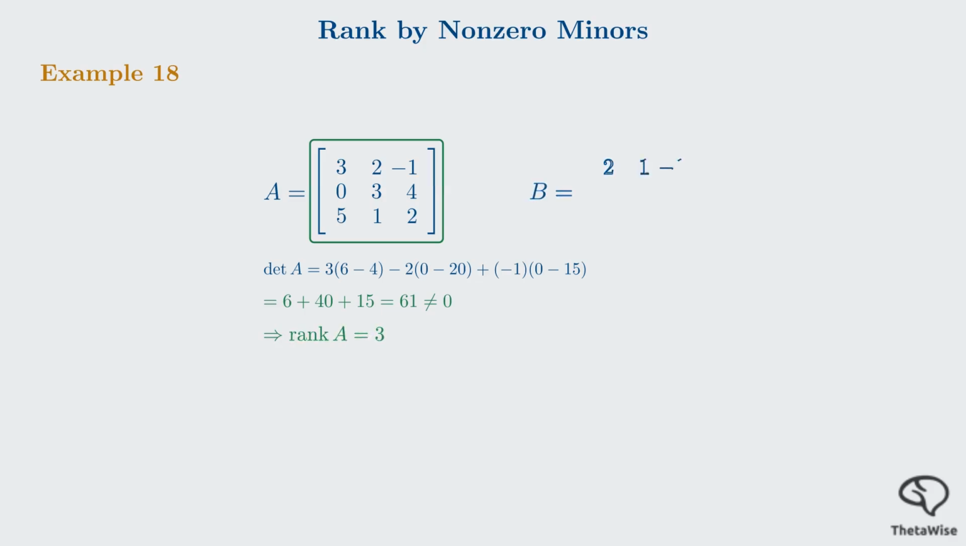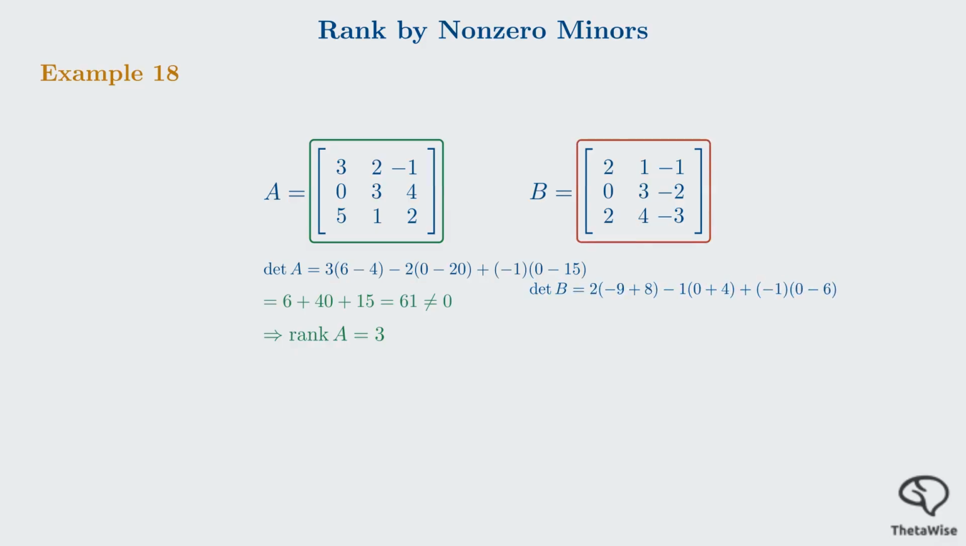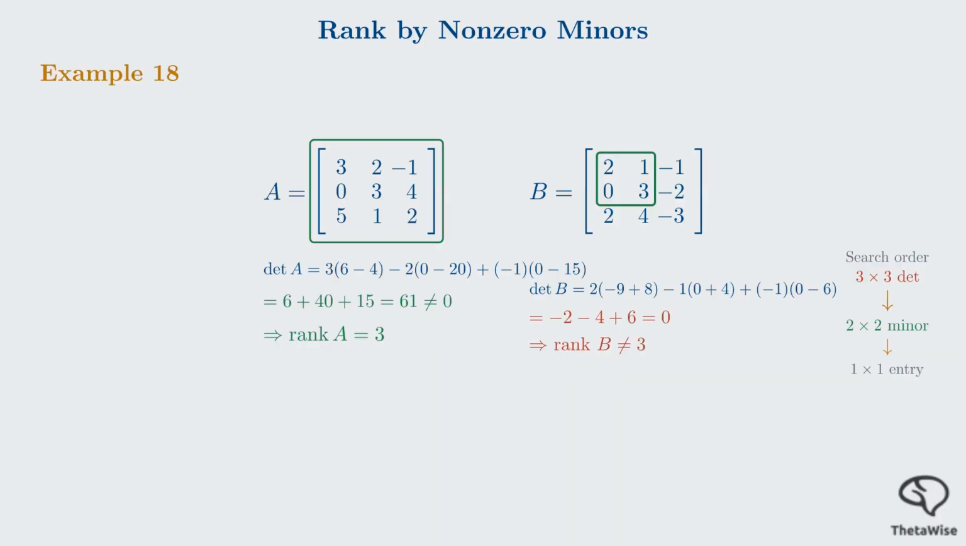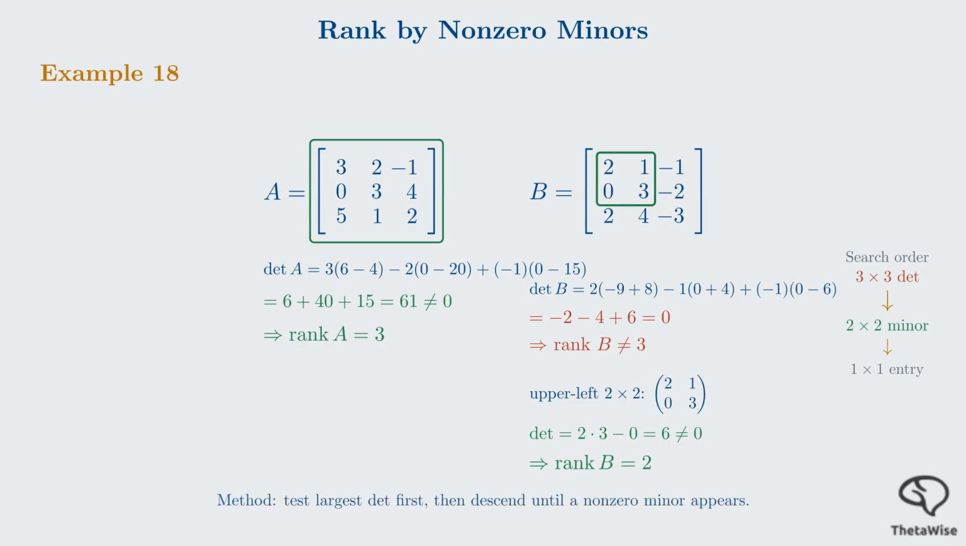Now take B equal to [2, 1, 1; 0, 3, 2; 4, 3, ...]. Its determinant is 2 times (negative 9 plus 8), minus 1 times (0 plus 4), plus negative 1 times (0 minus 6). That is negative 2 minus 4 plus 6 equal to 0, so rank B is not 3. We then search for a 2 by 2 minor. The upper left block has determinant 2 times 3 minus 0 equal to 6, which is non-zero. Therefore, rank B equals 2. The method is a progression. Test the largest possible determinant first, then descend until a non-zero minor appears.